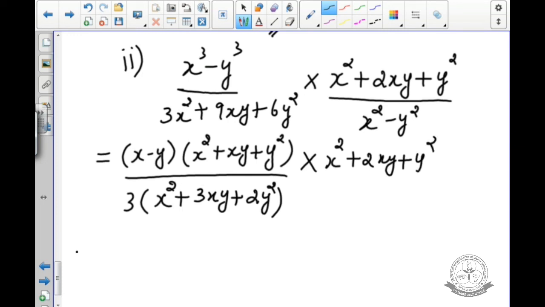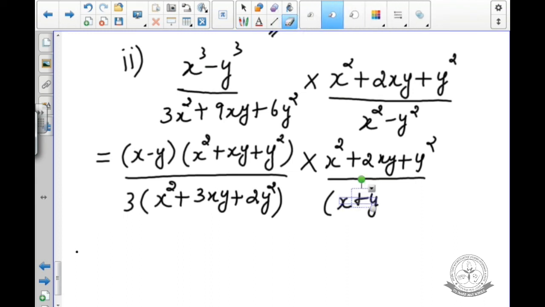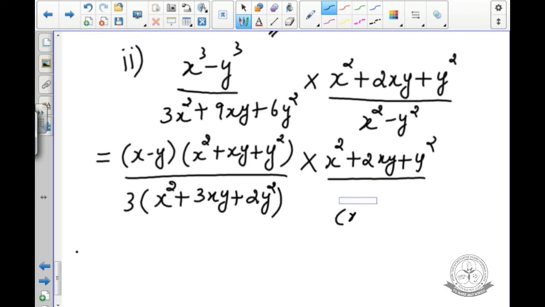plus y square divided by, here you can see this one is in the a square minus b square format, right? So here we can write x plus y into x minus y.